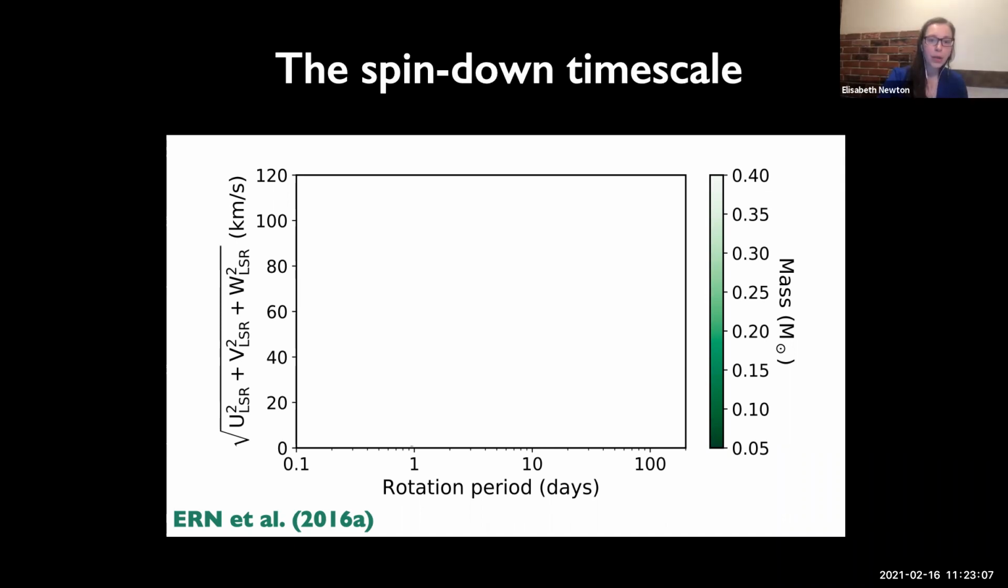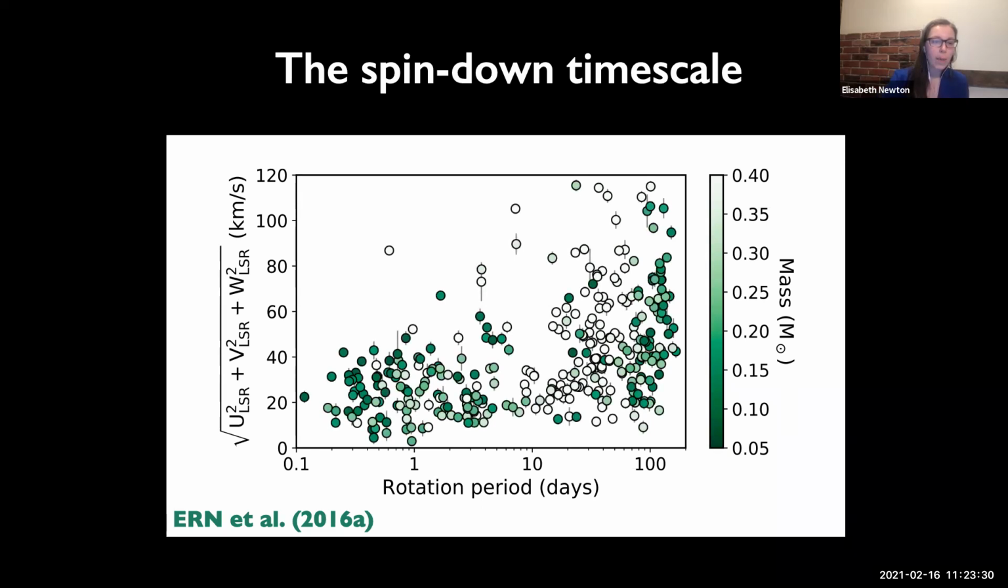This plot shows total space velocity versus stellar rotation period. As stars age, their orbits through the galaxy are perturbed by gravitational interactions, and their space velocities tend to increase. So if we look at a group of stars, the dispersion in the space velocity will tell us the age of that group in a statistical sense.